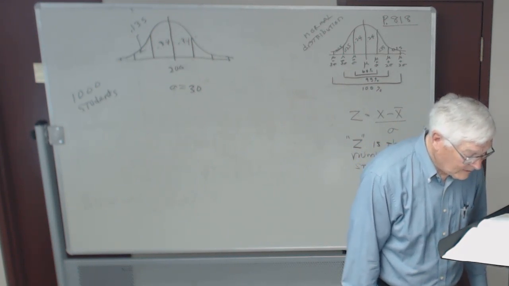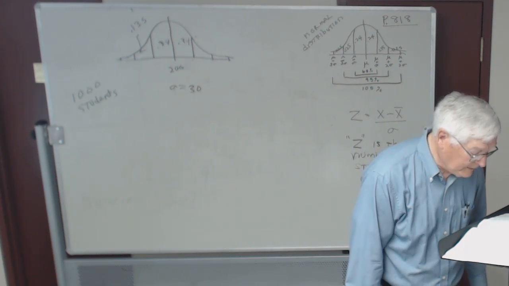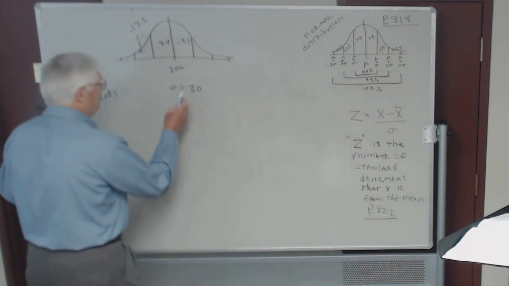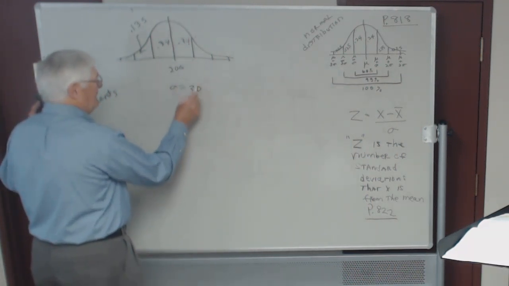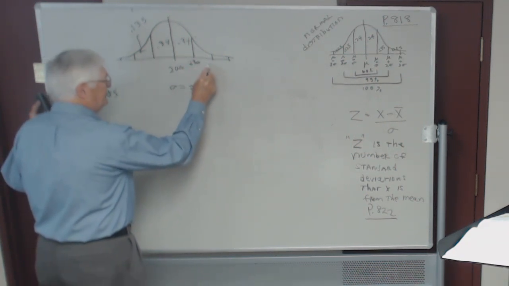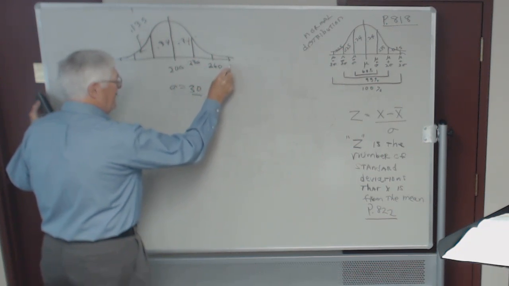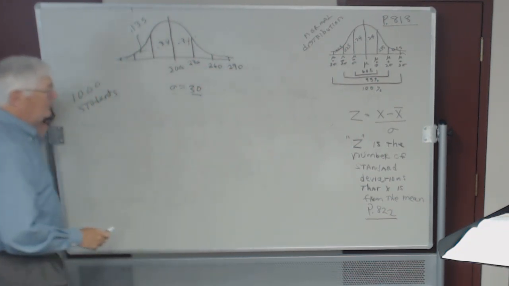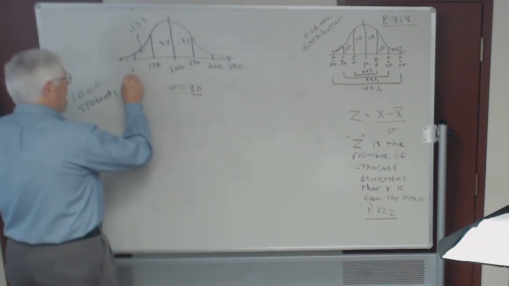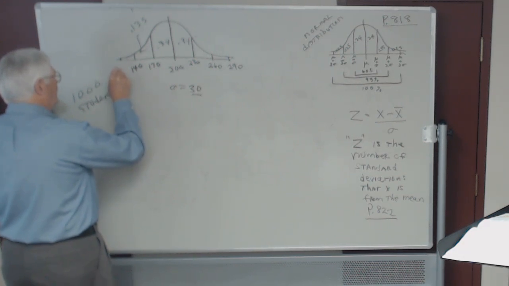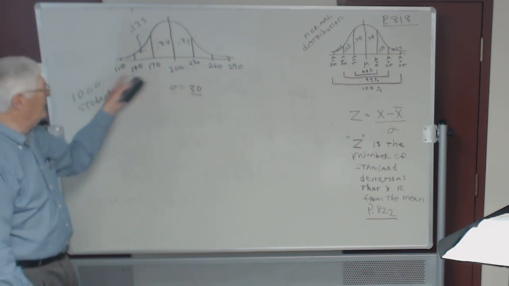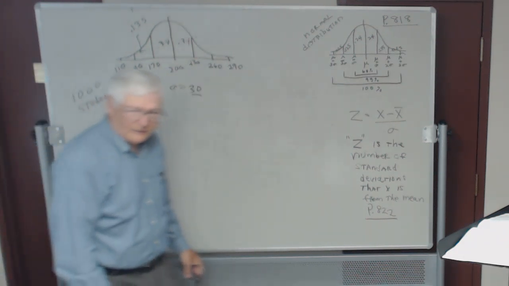How many are expected to make scores between 170 and 230? Now see, I can't answer that till I finish my picture. So what goes here? Standard deviation of 30. That means this is 230, and this is 260, and this is 290. You follow what I'm doing? Yeah. And this is 170 and 140 and 110. So I use the mean and the standard deviation to fill in the values on my chart.